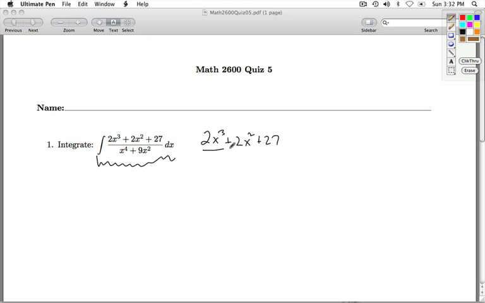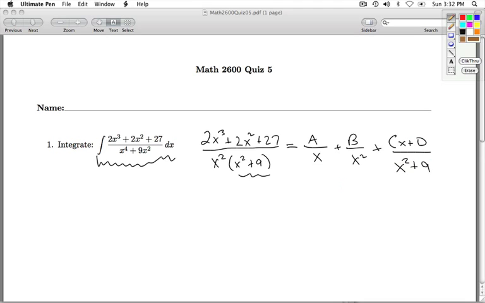And so to check that out, what I need to do is factor the denominator. I can pull an x squared out of both terms. I get x squared plus 9. This is an irreducible quadratic. So my partial fraction decomposition is going to look like A over x plus B over x squared plus Cx plus D over x squared plus 9.